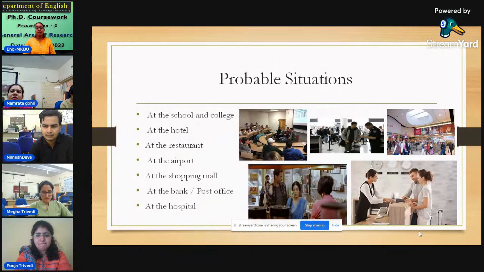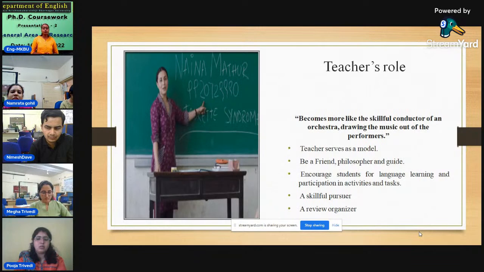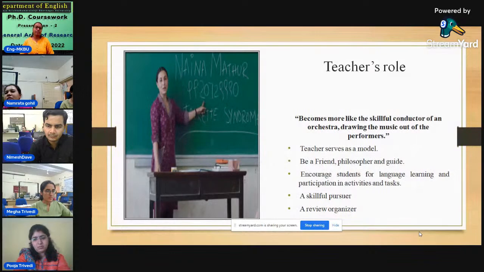In this approach, what is the role of the teacher? As the quotation mentioned, the teacher becomes more like the skillful conductor of an orchestra, drawing the music out of the performers. So the teacher serves as a model. The teacher's role is very important because the teacher is the center of these activities. The teacher should be a friend, philosopher, and guide.